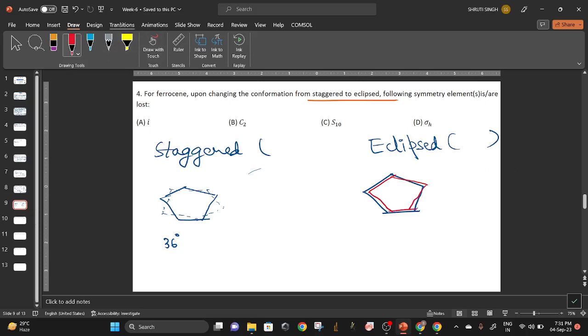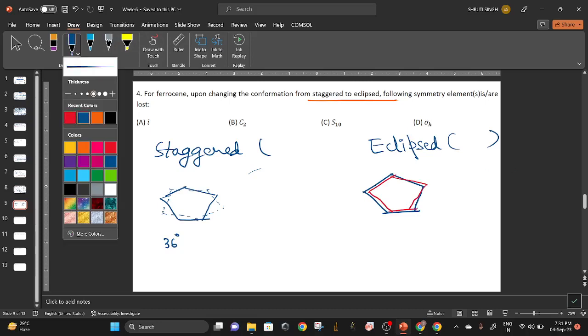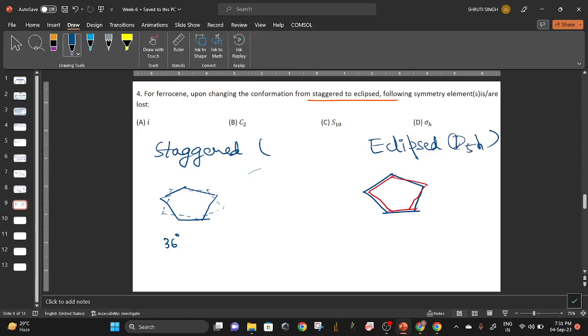D5d, eclipsed will be... Eclipsed is D5h because this has a plane, right? Yeah, D5h. And D5d is this one. Okay.